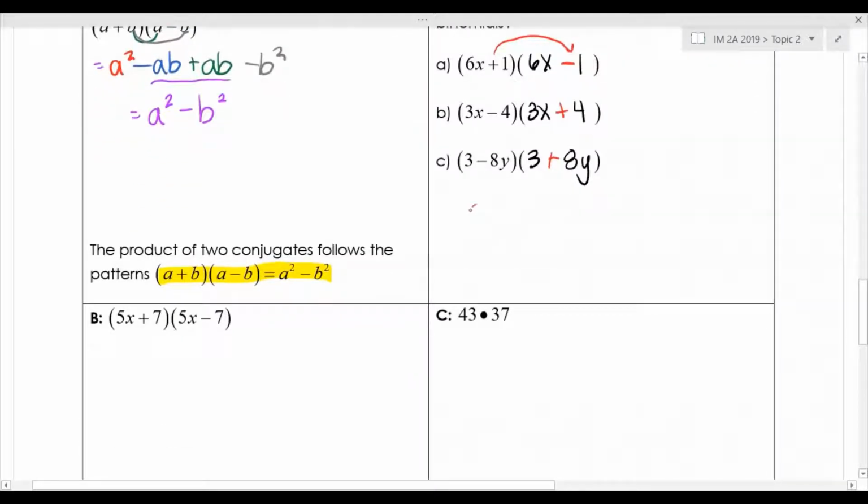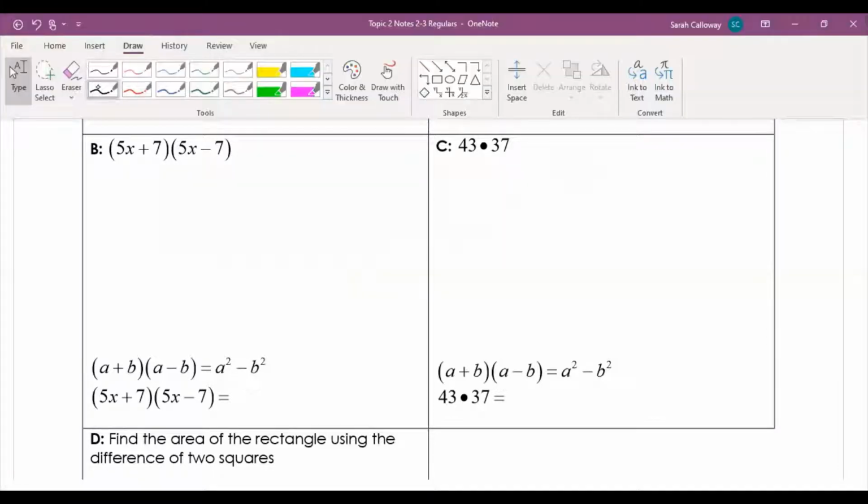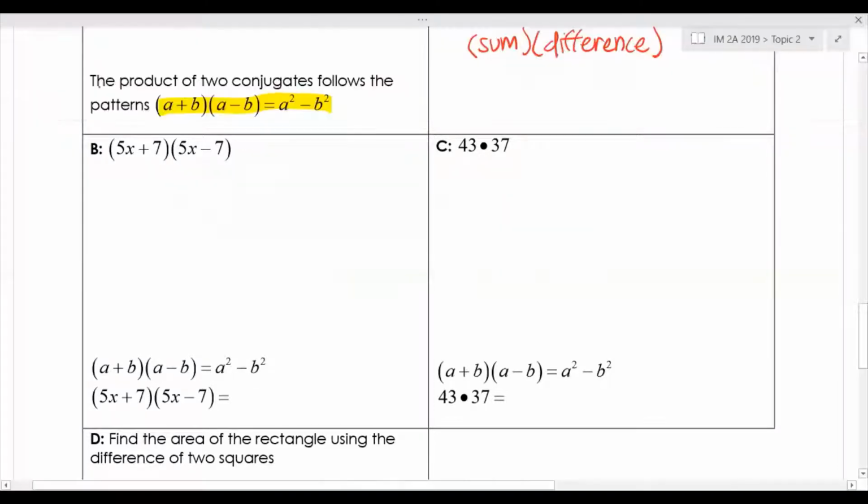So one's a sum times a difference, and those two pairs are what we call conjugates. These problems end up being a little bit faster because of that shorter pattern. The pattern for a sum times a difference is that it's a difference of two perfect squares.